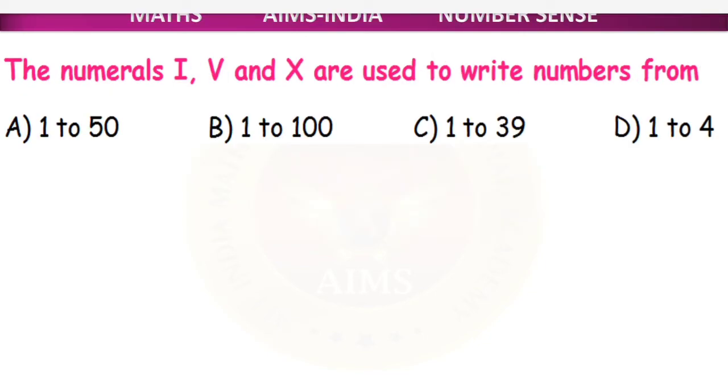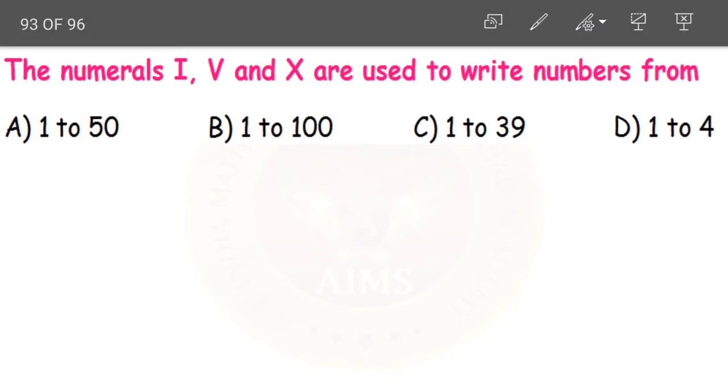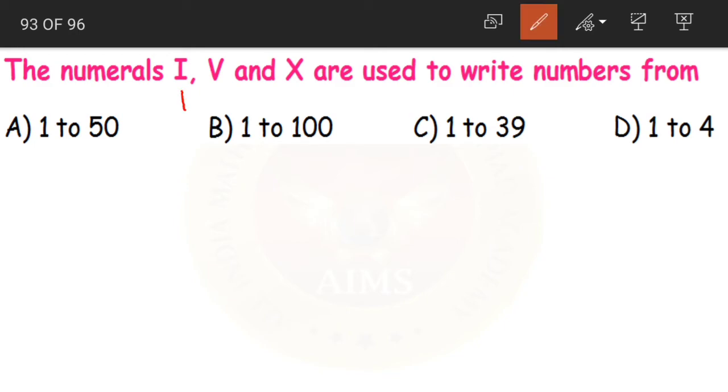Coming to the next question, the numerals I, V and X are used to write numbers from dash. See, what is I? I is 1, V is 5, X is 10. Now only with the help of these three numerals, okay children, what numbers can we write? Let us see. Option A, 1 to 50. Yes, 1 to 50.